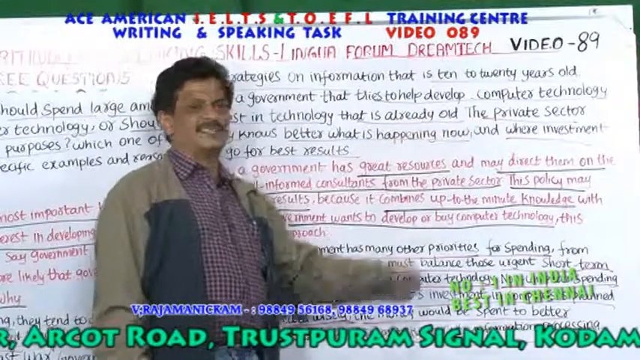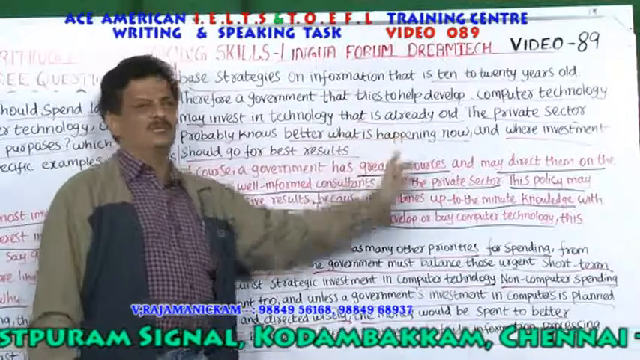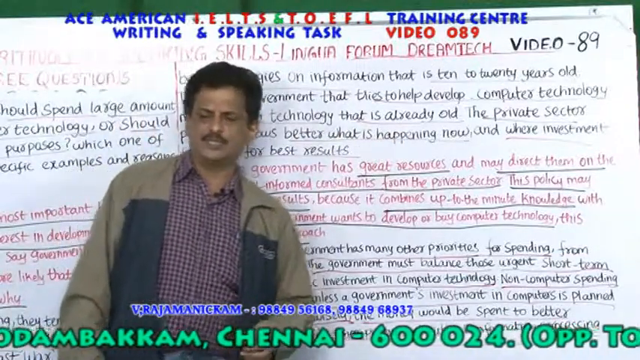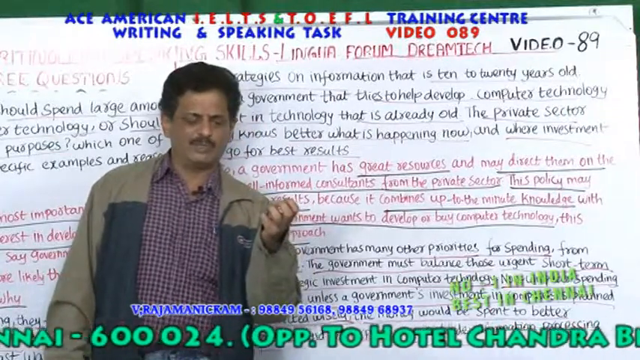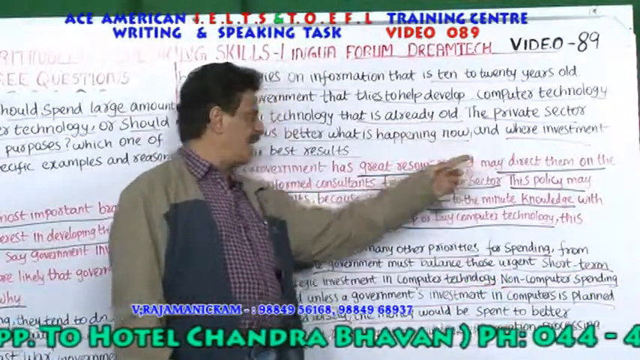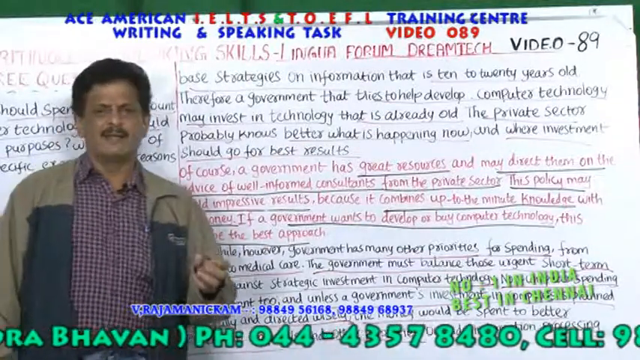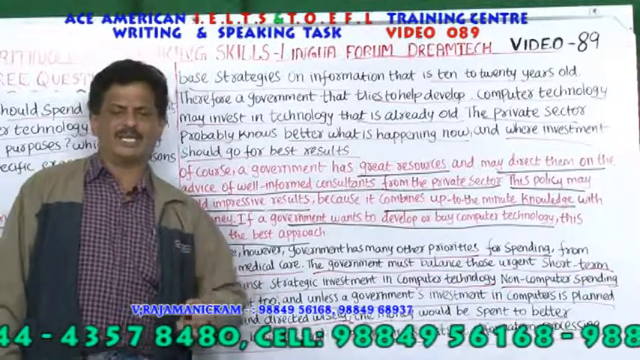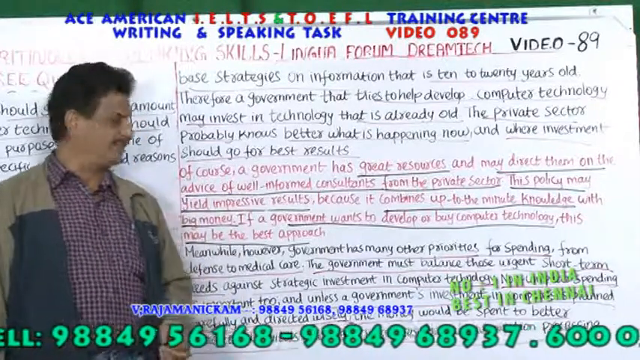The private sector, தனியார் துறை என்ன செய்யலாம், probably knows better what is happening now. தனியார் துறையிலே, இப்போ இந்தியாவிலே இன்ஃபோசிஸ், விப்ரோ, டிசிஎஸ் என்று சொல்கிறோம். இந்த தனியார் துறையைத்தான் இந்த கம்ப்யூட்டர் டெக்னாலஜி தொழில்நுட்பத்திலே சிறந்து விளங்குகிறது. So அவர்களுடைய அறிவுரையை ஏற்று and where investment should go for the best result, நல்ல பலன்கள் வருவதற்காக அரசாங்கம் தனியார் துறையினரிடமிருந்து உதவிகள், அறிவுரைகளை பெற்று அந்த அறிவுரைகள் மூலமாக இந்த கணினி தொழில்நுட்பத்திற்கு செலவு செய்ய வேண்டும்.